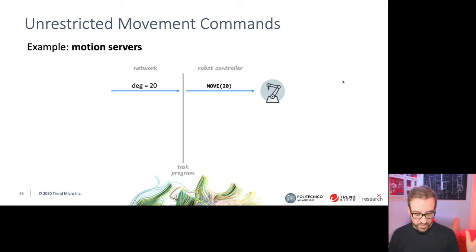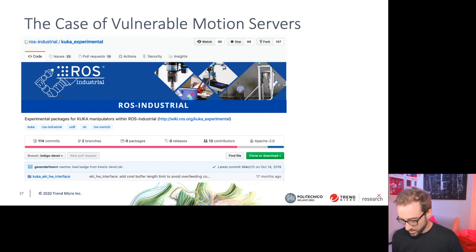So we can skip for a moment the fact that there is no authentication, because maybe this machine is behind a firewall, so there is other functionality. But let's see what happens if there is no input validation. Just allow me to open a parenthesis. The ROS project, which stands for Robot Operating System, the industrial version in particular, uses motion servers to allow external software to talk to the robots.